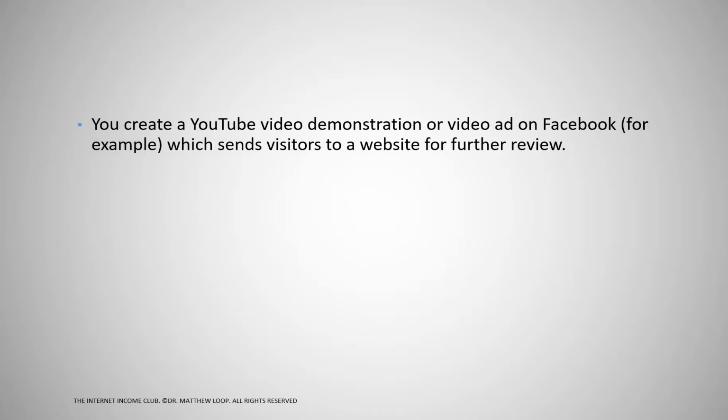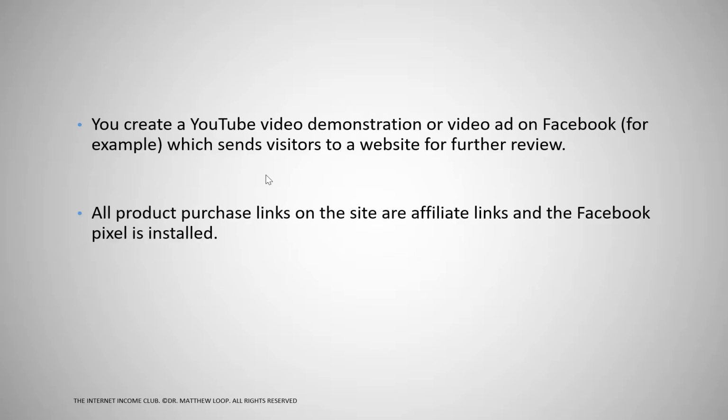Maybe you as well. So rather than thinking from a consumer mindset, think of it now from a way to add value as an affiliate marketer, and give people what they want and do the comparison, do the heavy lifting for them, right? Now this is simply where you create a YouTube video demonstration as an example, or a video ad on Facebook which could demonstrate the product, and this could send visitors to your review website for further review. All product links on that site are affiliate links, and the Facebook pixel is installed.